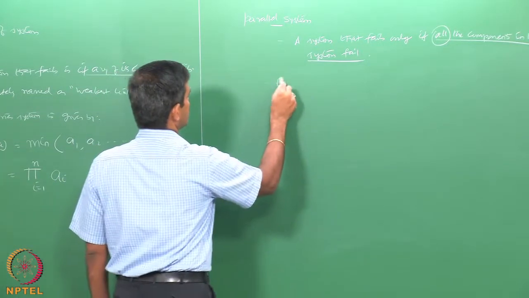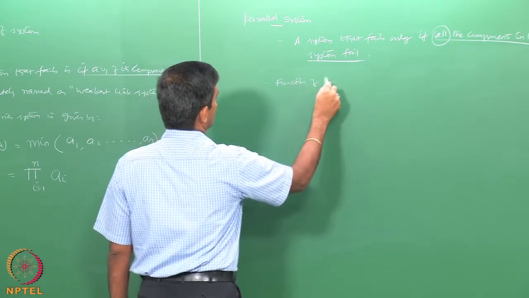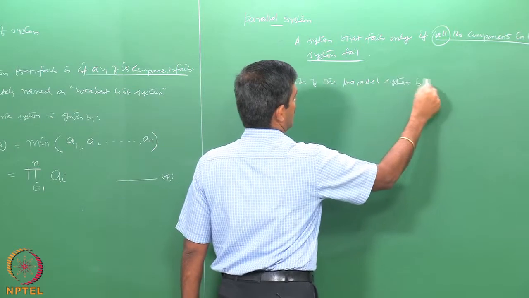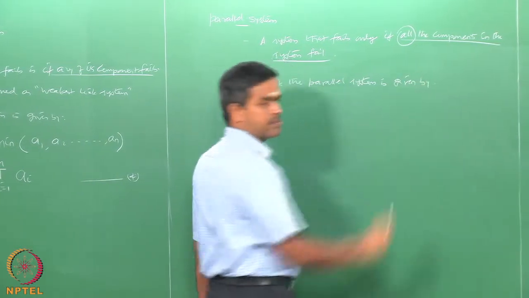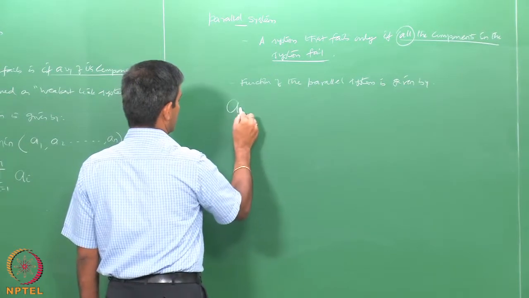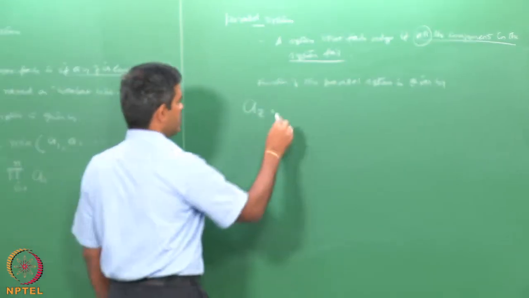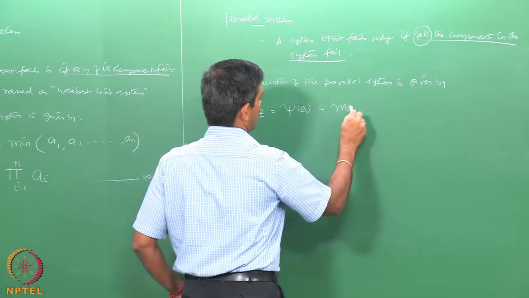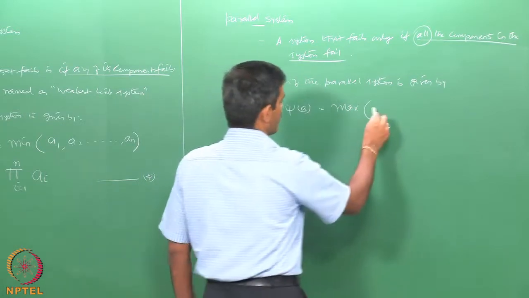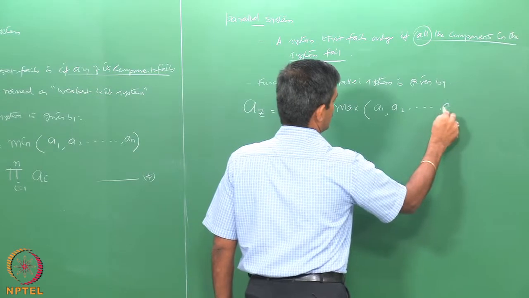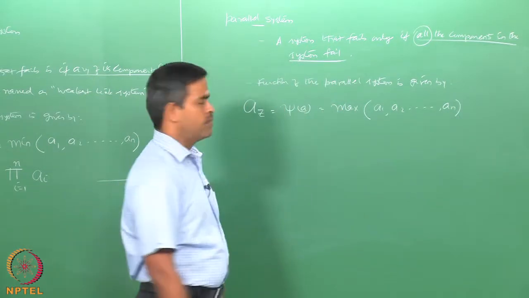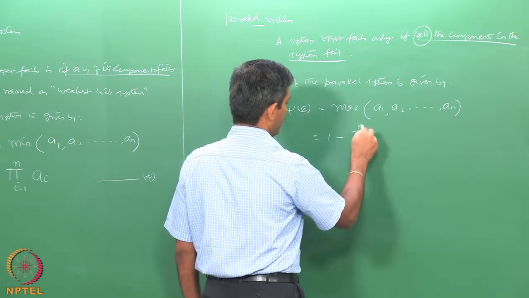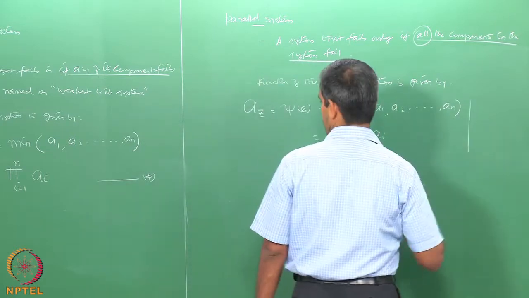The function of the parallel system is given by psi of A, which is the maximum of A1, A2, ... An, which is equal to 1 minus the product of (1 minus Ai). I call this equation number 5.